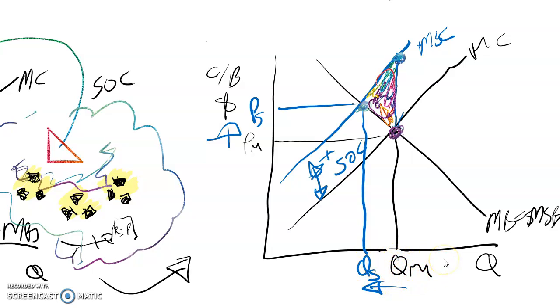I'm repeating certain phrases. Overproduced at QM, because the marginal social benefit, which is here, is less than the marginal social cost. Society would prefer that we decrease production of these watches, and as we decrease the watches, the marginal social benefit will increase and the marginal social cost will decrease until it is equal at PS, QS.